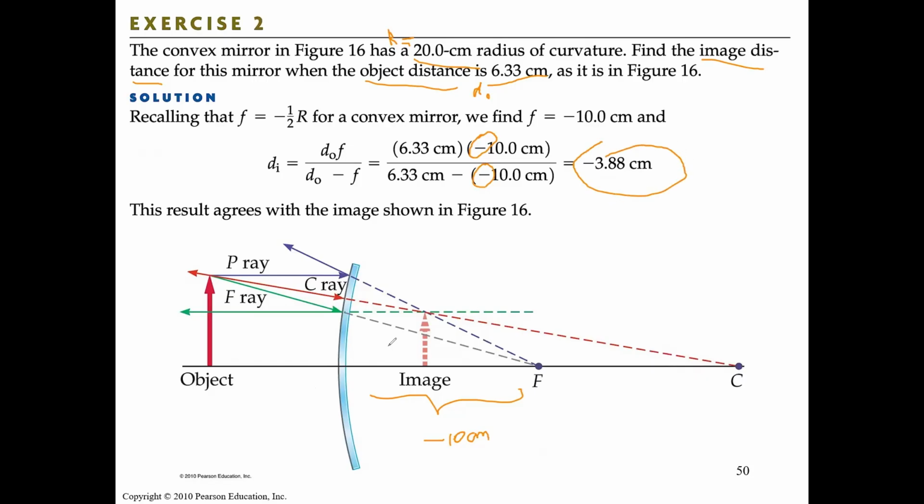Okay, what does that mean? That means that for a convex mirror, again, all the light rays will come in and then it will be reflected, and the reflected light rays are actually diverging. Okay, but it looks like they're from the same point behind the mirror, and that is where the image is. Okay? And the image distance is 3.88 centimeters. There is a minus sign because the image is a virtual image. Okay, it is on the other side of the mirror.